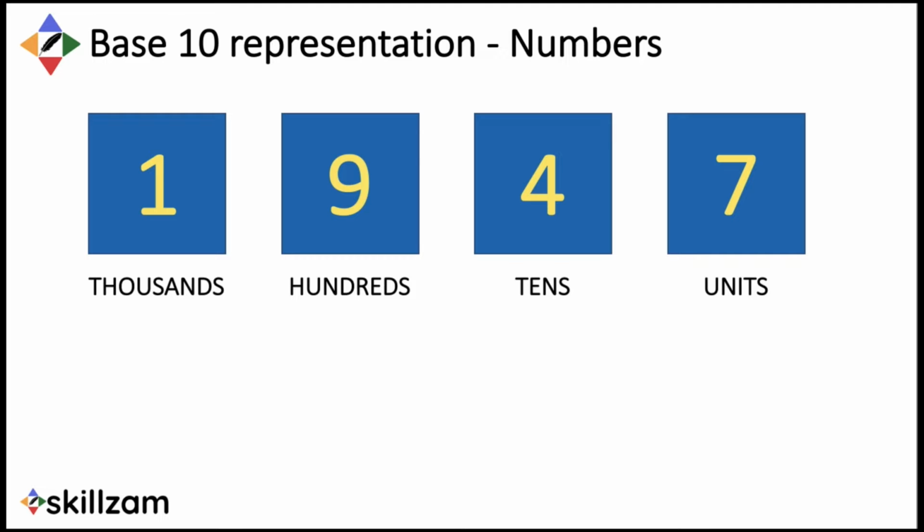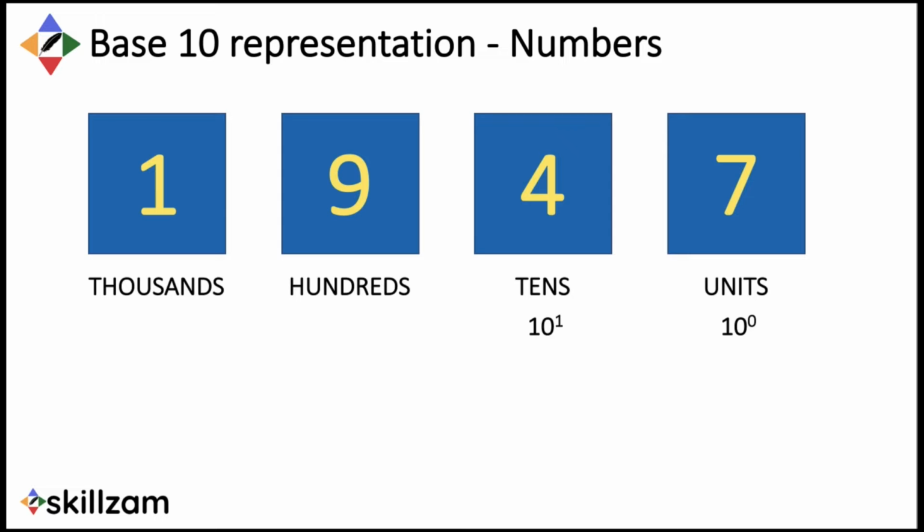As already understood, every digit is 10 times more significant than the previous digit. Hence, a digit in the units place is a multiple of 10 to the power 0. A digit in the tens place is a multiple of 10 to the power 1, that is 10, which is 10 times more significant than the previous units place.